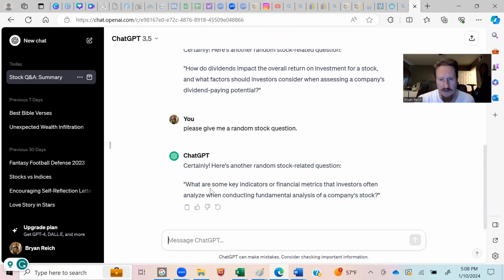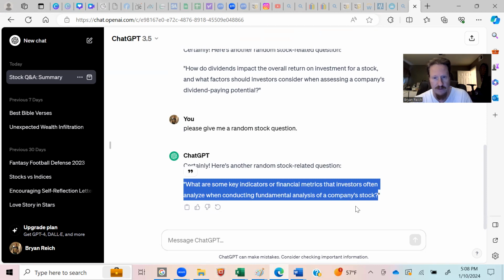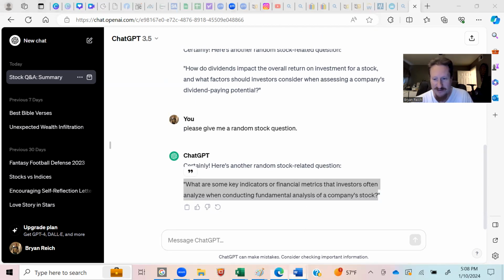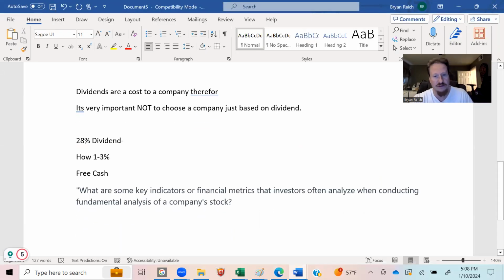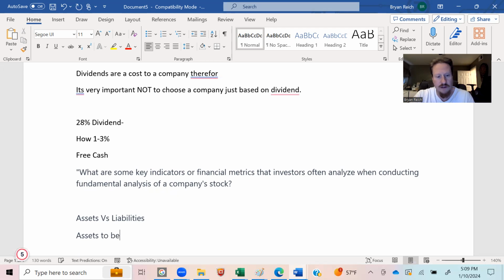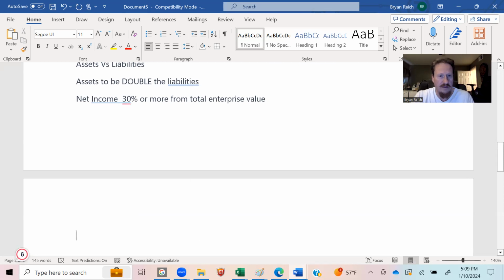What are some key indicators or financial metrics that investors often analyze when conducting fundamental analysis of a company's stock? Great question. Okay, so some key indicators, financial metrics. General ones would be assets versus liabilities. You always want your assets to be double the liabilities of a company. The other thing is your net income. You always want net income to be at least 30% or more from total enterprise value. Those are a couple key metrics that I go by.